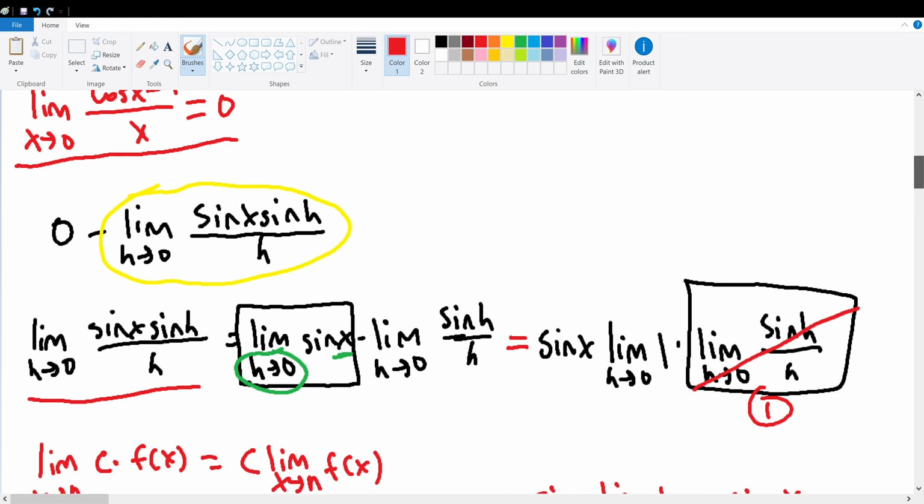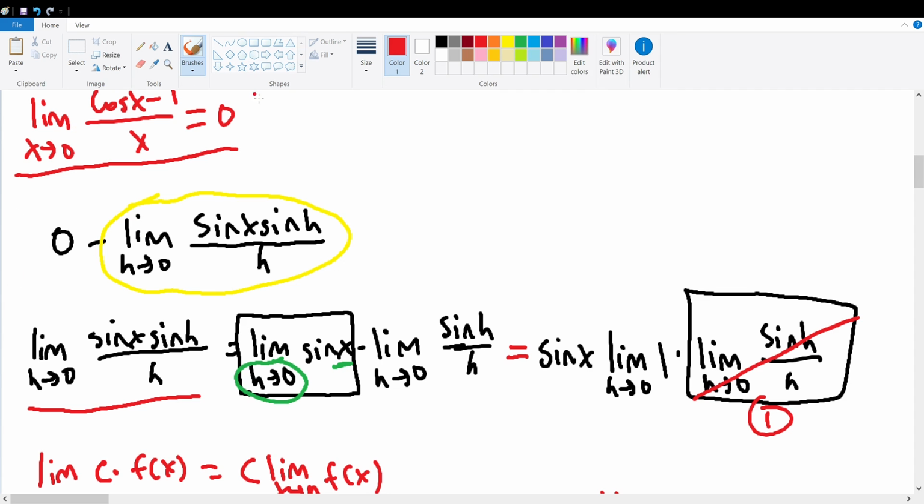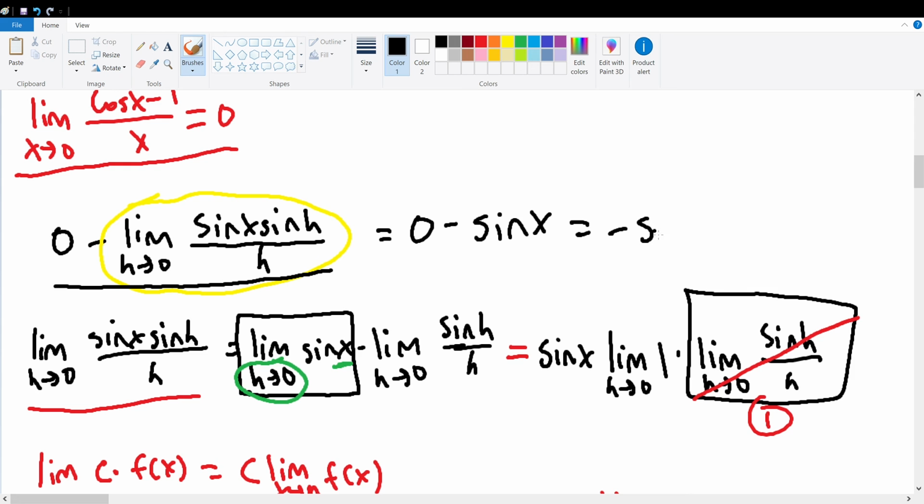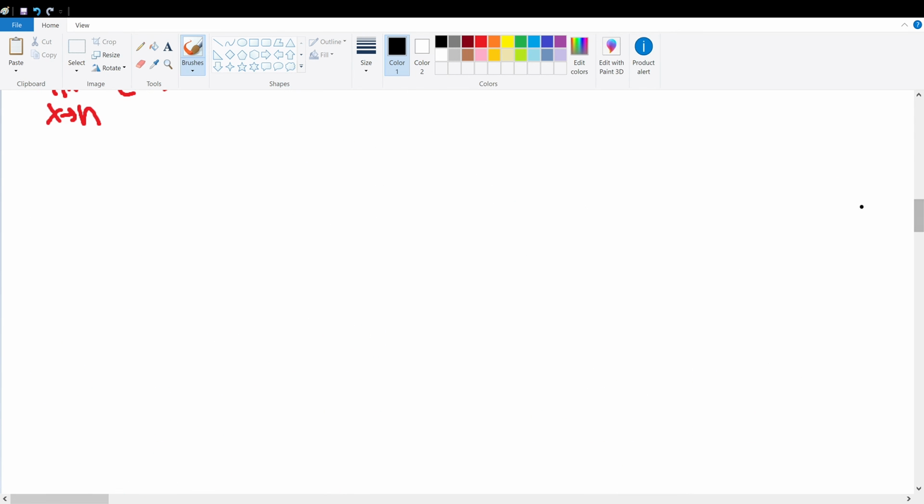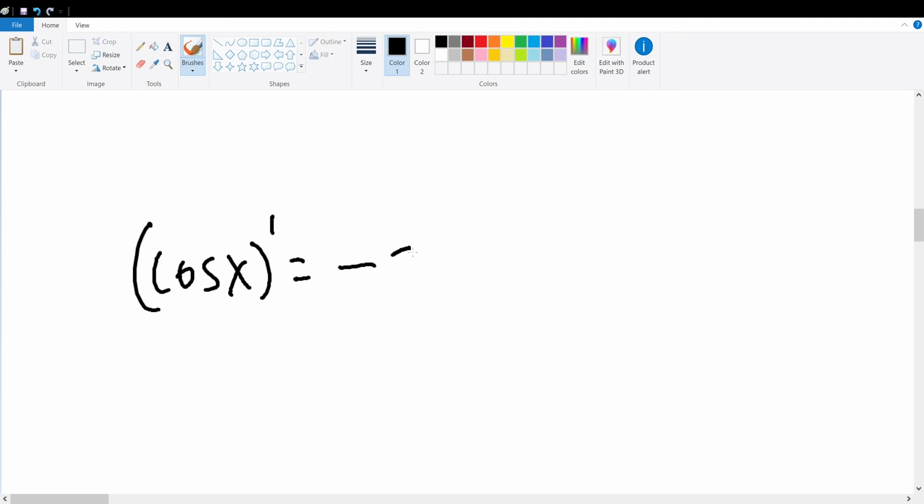And if we scroll up, we can evaluate this equation right here. This will be nothing more but 0 minus the sine of x, which will be equal to negative sine of x. So for a conclusion, we just proved that the derivative of the cosine function is equal to negative sine of x.